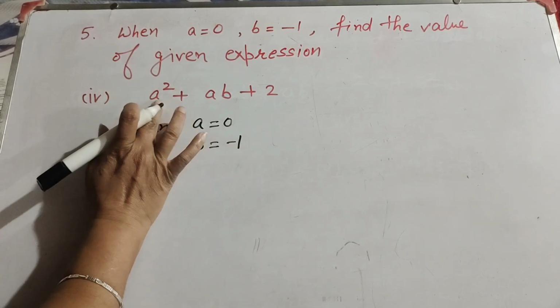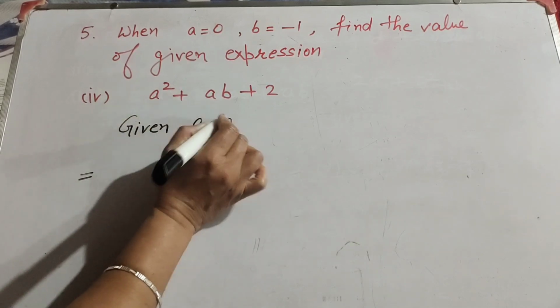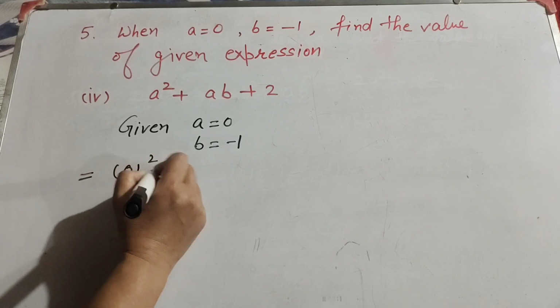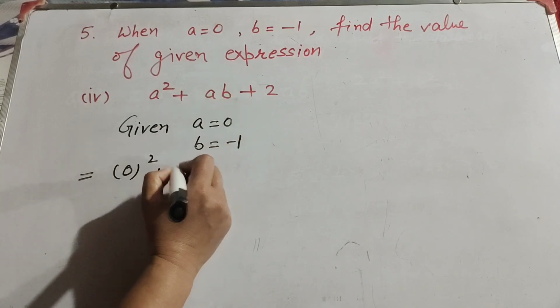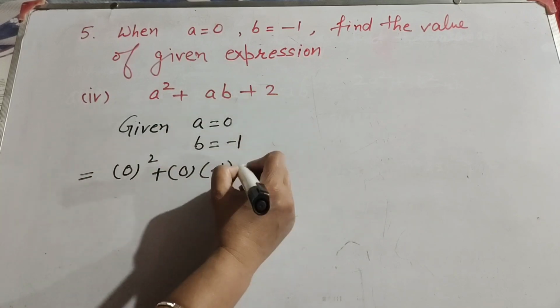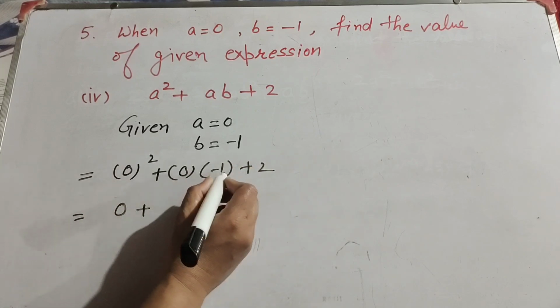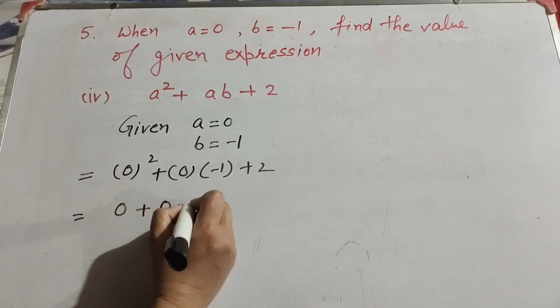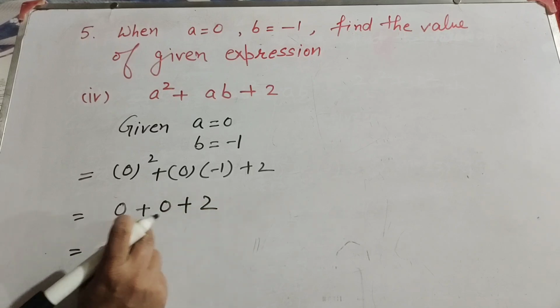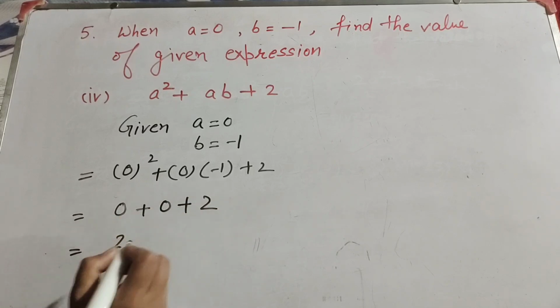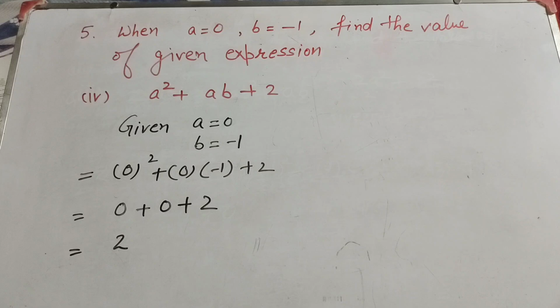A square, a equal to 0, it is 0 square plus ab. A is 0, b is -1, 0 into -1 plus 2. So 0 square is 0 plus 0 multiplied by any number, we get answer 0, plus 2. So on adding them, we get answer 2. This is the answer. So this is all about question number 4.